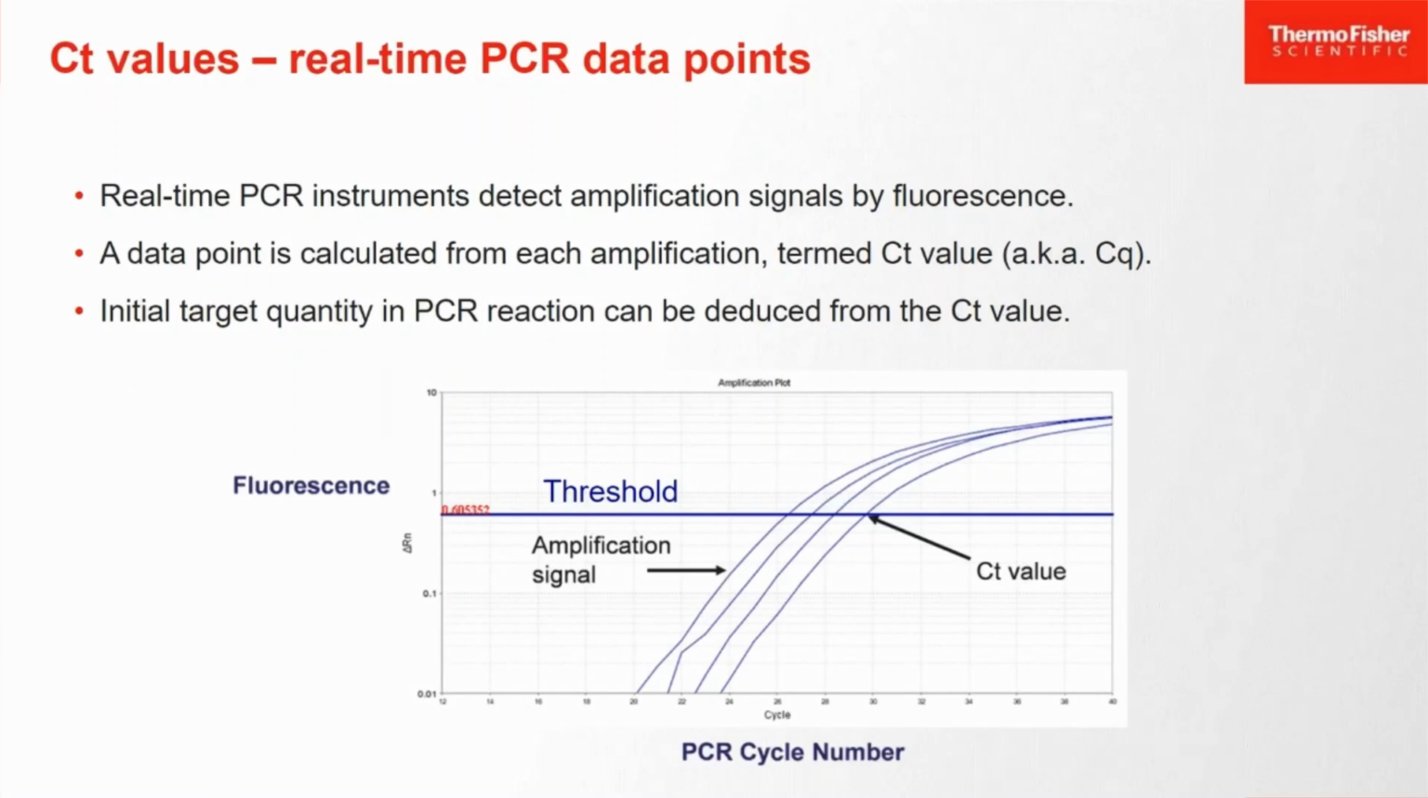In real-time PCR, we're collecting fluorescent signals throughout the process, but for analysis, we need to select one special data point from each amplification plot. That data point is usually referred to as a CT, although some software may call it a CQ, but it's the same idea. So once we have those CT values, we can then deduce the initial target quantities in the PCR reaction.